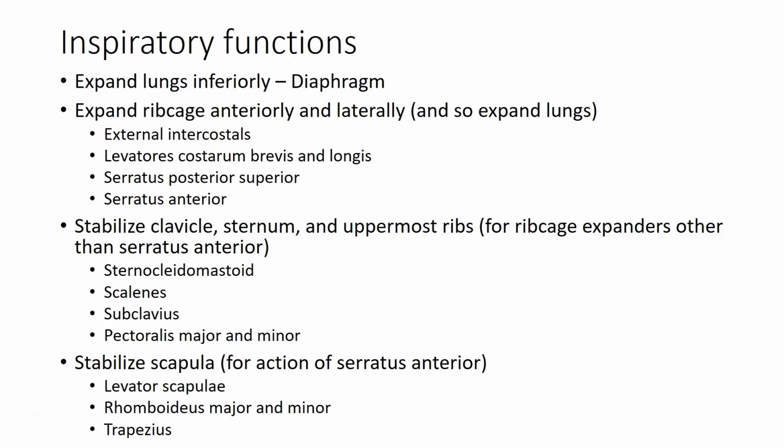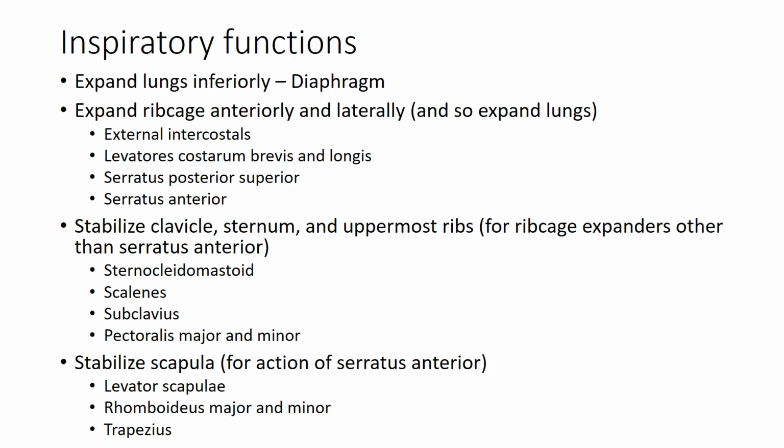As I mentioned, the diaphragm expands the lungs inferiorly. The rib cage gets expanded anteriorly and laterally by four muscles: the external intercostals, levator costarum, serratus posterior superior, and serratus anterior. We have stabilizers for the clavicle, the sternum, and the uppermost ribs that allow the other rib cage expanders to work. That includes the sternocleidomastoid, the scalenes, the subclavius, and the pectoralis major and minor.